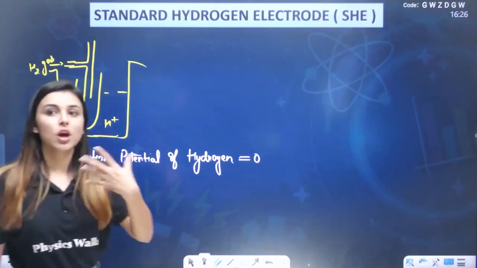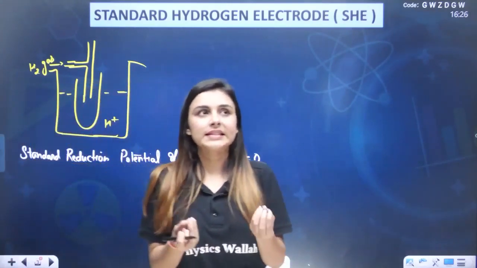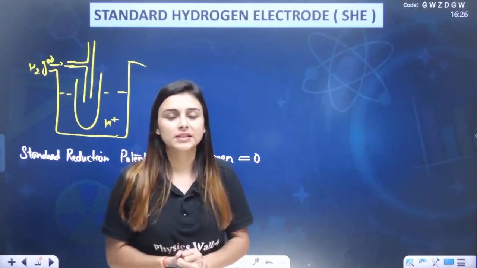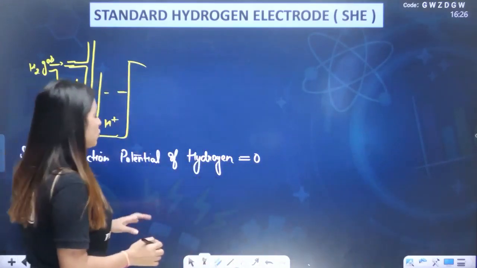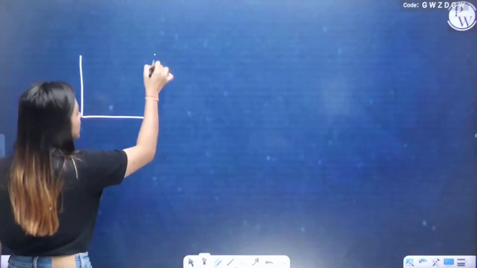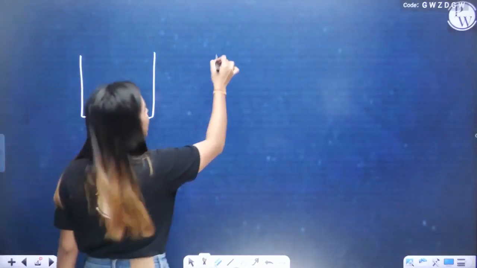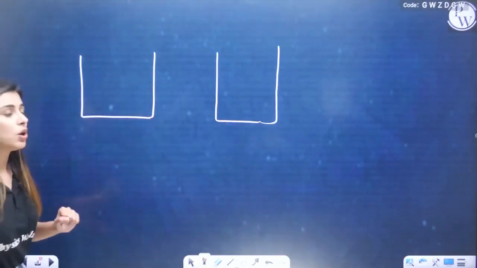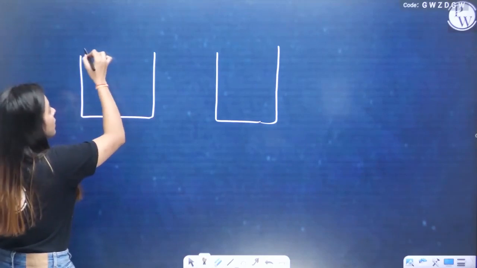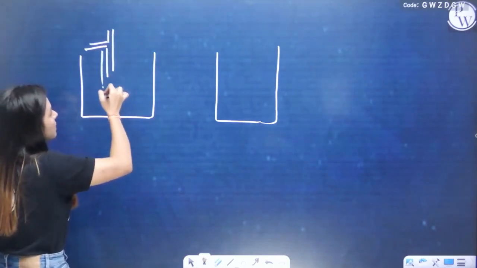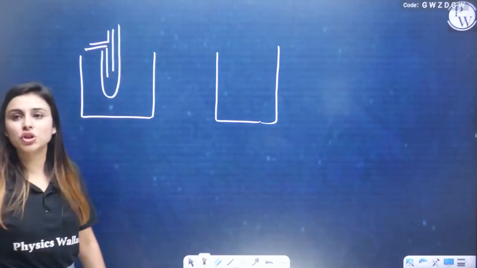Now let's say you wanted to calculate the reduction potential for magnesium. What will you do? My dear students, you will create a cell. You have, let us say, this particular one electrode, and you will have another electrode. I'm just giving you an example. Let's say this is your SHE. This is your standard hydrogen electrode.